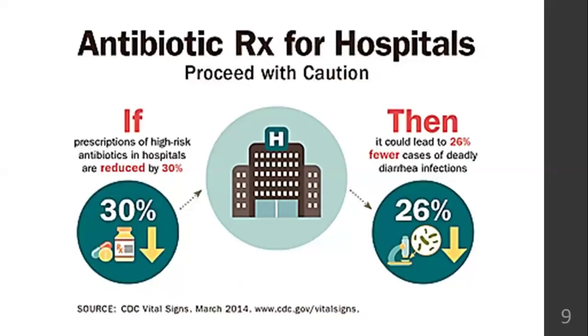So, antibiotic treatment in hospitals. If you reduce the prescription of high risk antibiotics by 30% in hospitals, we can reduce antibiotic resistant infections in the future by 26%. Just by reducing the prescription rate of antibiotics, you can reduce antibiotic resistant infection in the future.